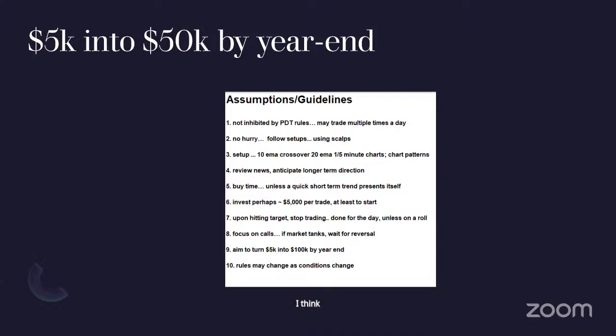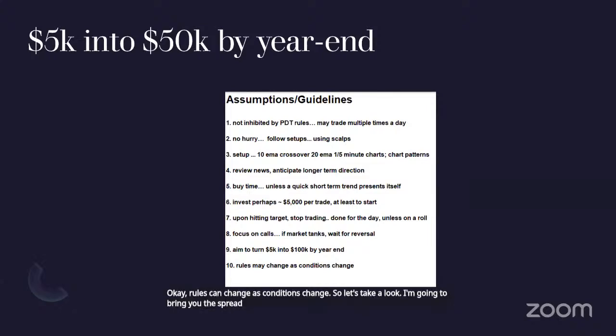I think it's feasible to hit $100,000 with the plan that we have. We have a plan, and I'm going to show you the plan. Of course, rules can change as conditions change. So let's take a look. I'm going to bring you the spreadsheet.